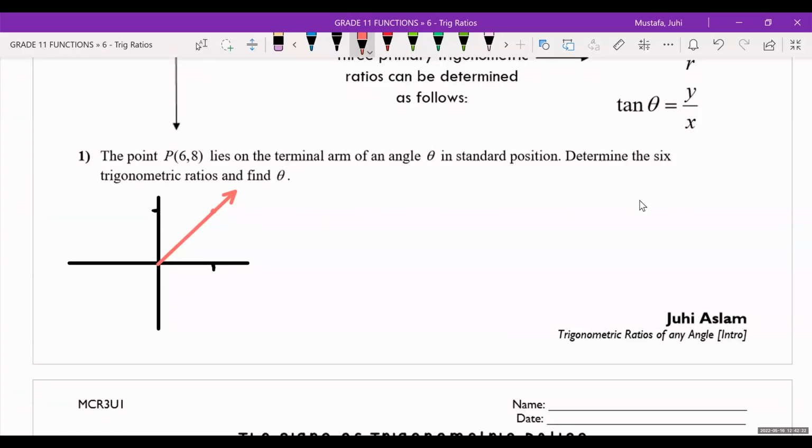So this means that your initial arm was somewhere there. We don't have to draw it, but if you wanted to, you could. And then your terminal arm is swinging around and it is definitely passing through the point 6, 8. We're trying to determine the 6 trigonometric ratios. So what we have to do with this is first we need to make an actual triangle.